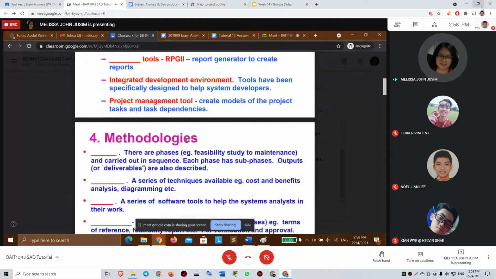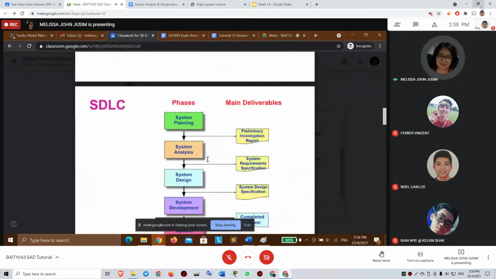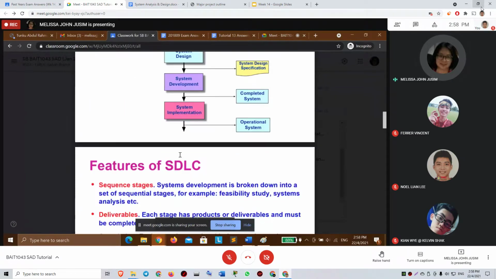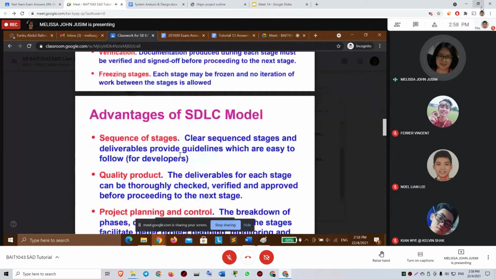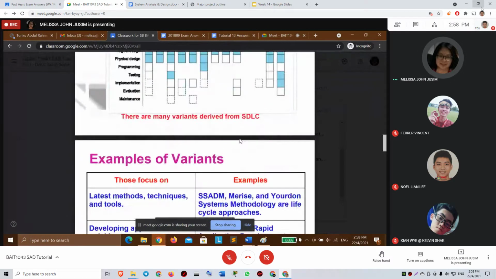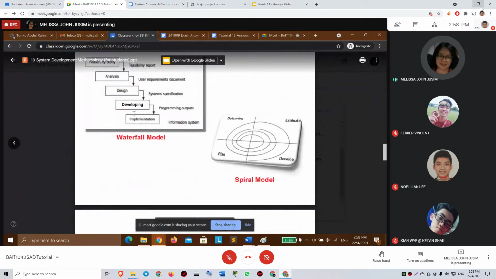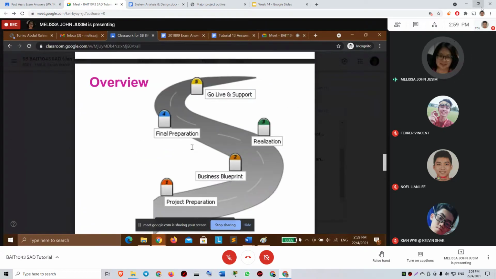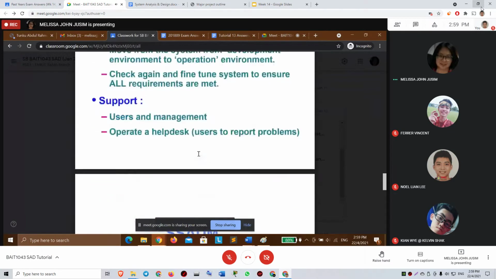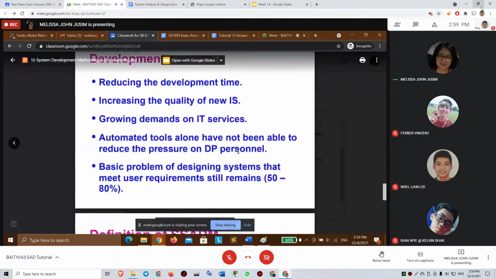Okay, let's see. Where's your notes? See, you need to explain the phases. Okay, here. And then we have SDLC. SDLC is a methodology. And then we look at these are the variants. These are examples of methodology. Okay, this one also. And I've shown you the video on waterfall model, spiral model. Oh, this one is for software package. The structured analysis and design methodology.